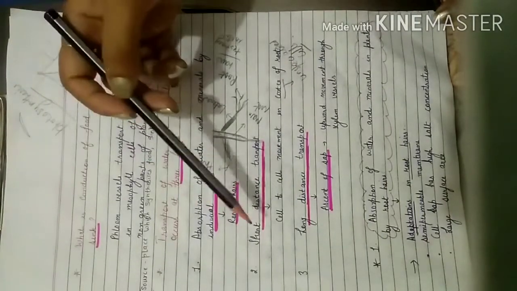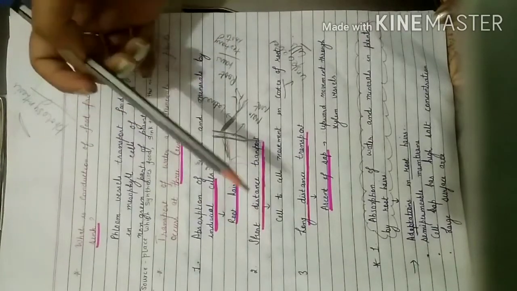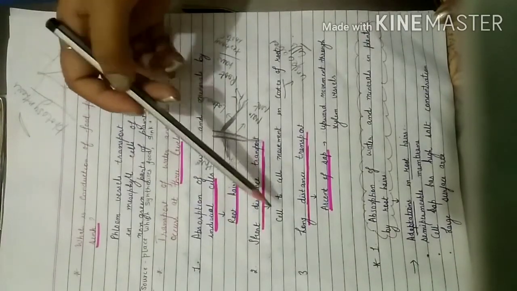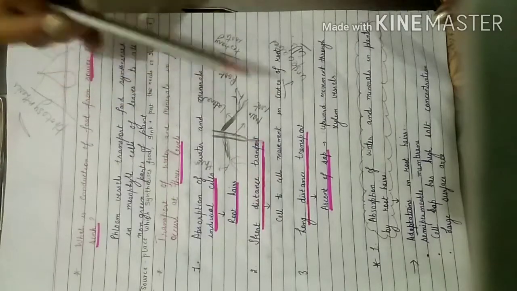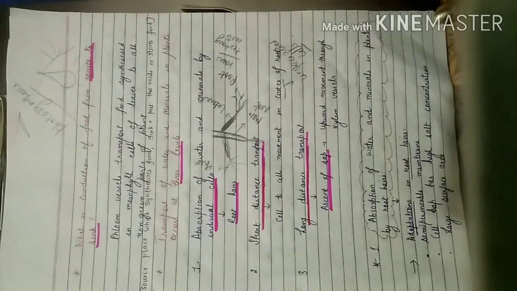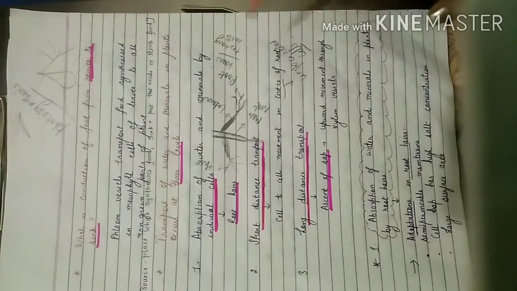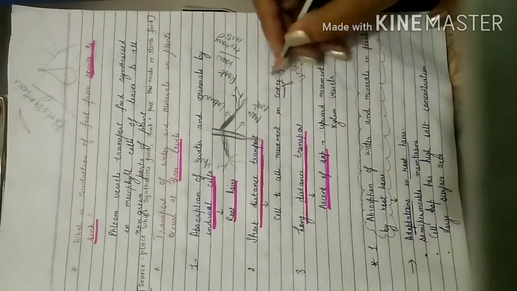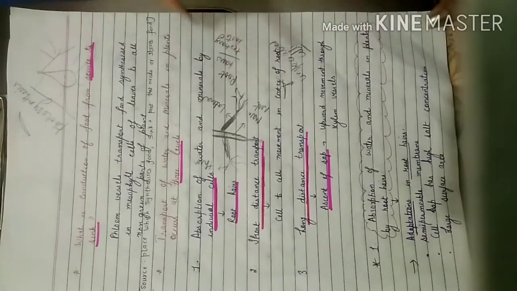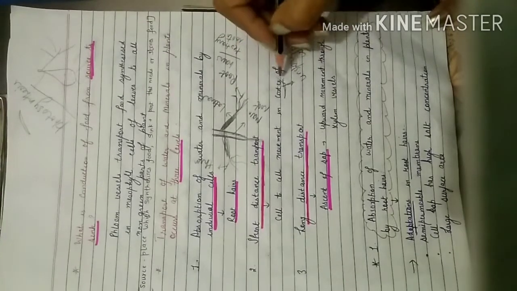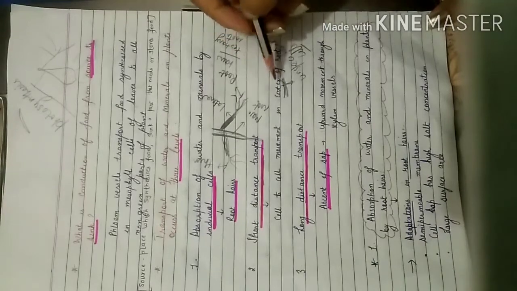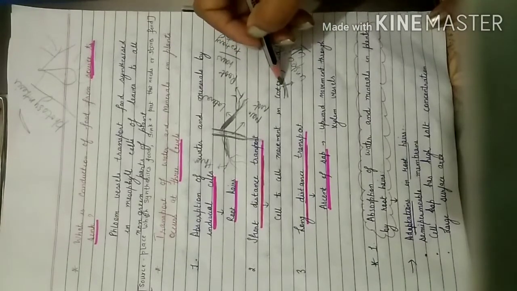Then the second one is short distance transport. Short distance transport means cell to cell movement in pockets of root. What are these pockets? They are basically unspecialized cells. These are the unspecialized cells which are present between the epidermis and xylem and phloem.